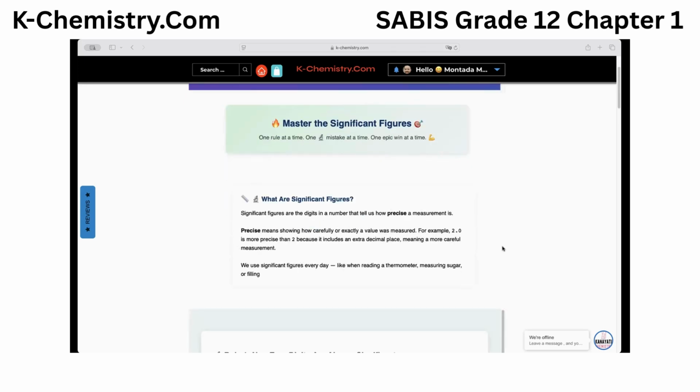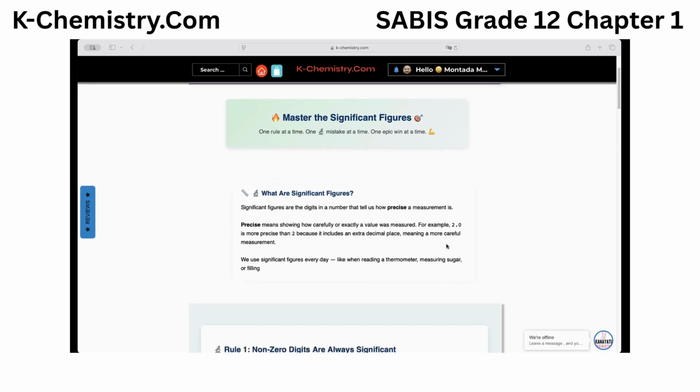Let's start with the significant figures. These are telling you how precise your measurement is. Is it 2 only or 2.0? If you say 2.0, you are more careful with your measurement.